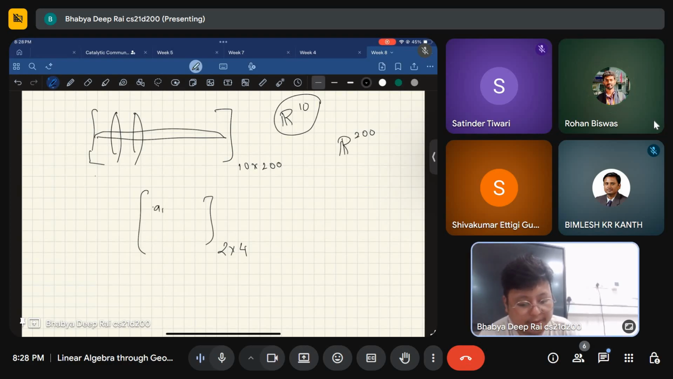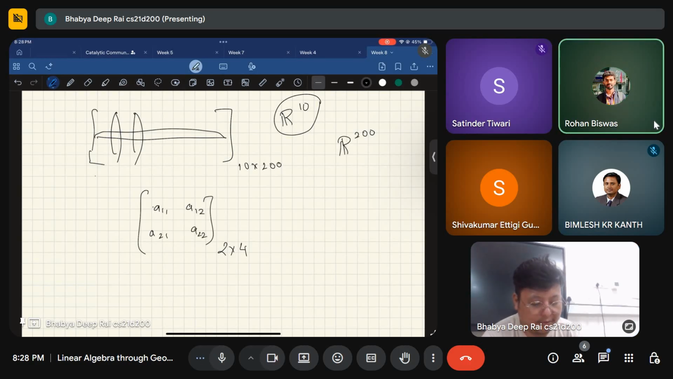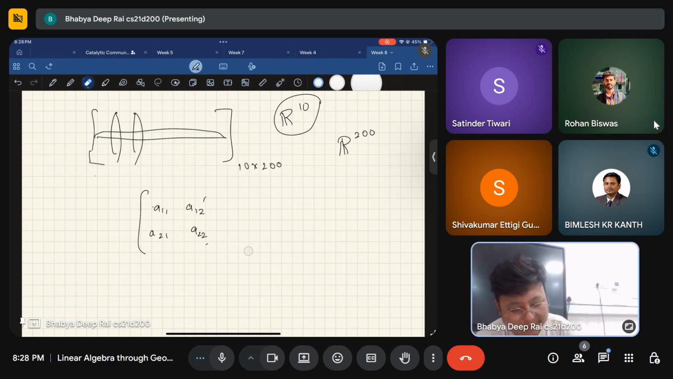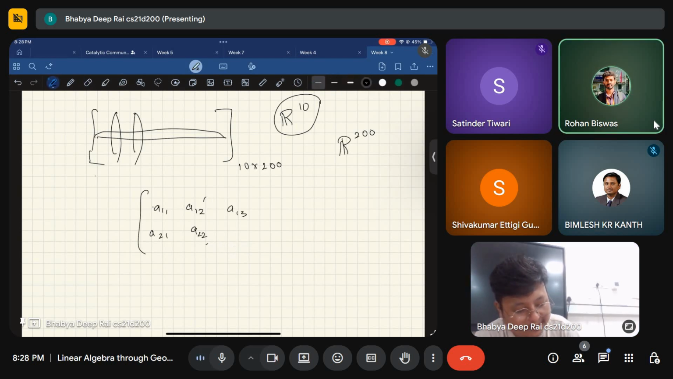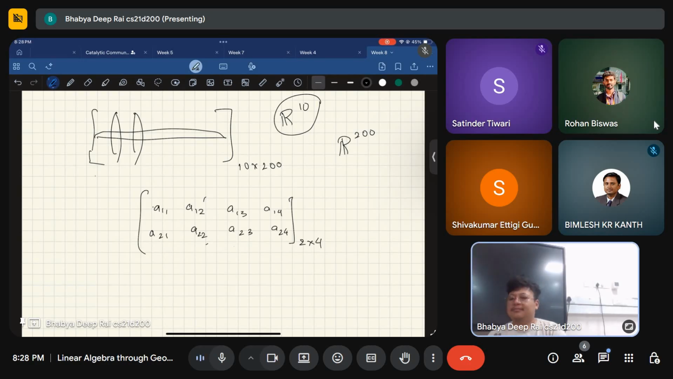A11, A12, okay. A13. Right. It's 2x4, no? So 2x4. We have 4 components. Right. Yeah. A13, A14, exactly. A24. Okay. Awesome. Yeah. So, sir, now when someone is saying that for playing in row space, they need operations in R4. Yeah, that's right.